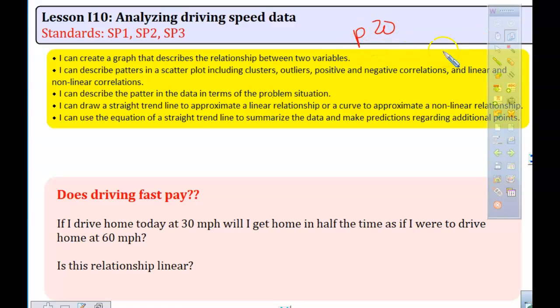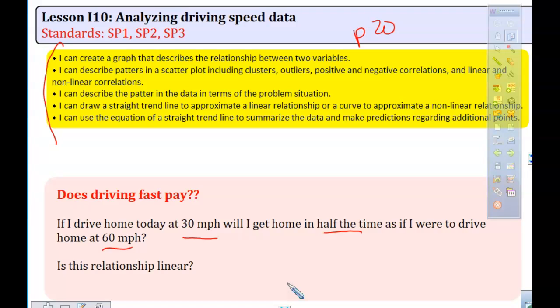On page 20, we take a look at those same I10 statements that we've been talking about the last few days. If I drive home at 30 miles an hour, I will get home in half the time as if I were to drive 60 miles an hour. Is this relationship linear? When I take a look at that, I'm trying to think.